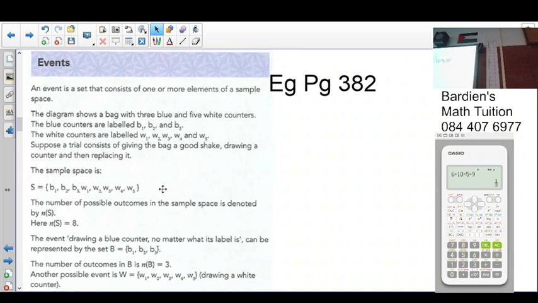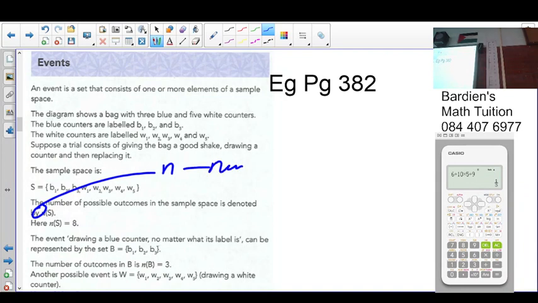The number of possible outcomes in the sample space is denoted as n(S), where the lowercase n represents the number, the count basically. Right, you guys understand? So the S means what? The sample space, okay? So how many are in the sample space? 1, 2, 3, 4, 5, 6, 7, 8. Hence, here, the number in the sample space is 8.